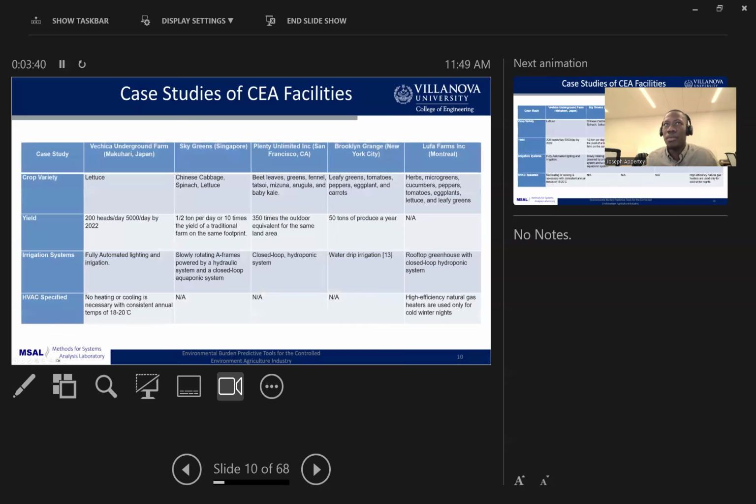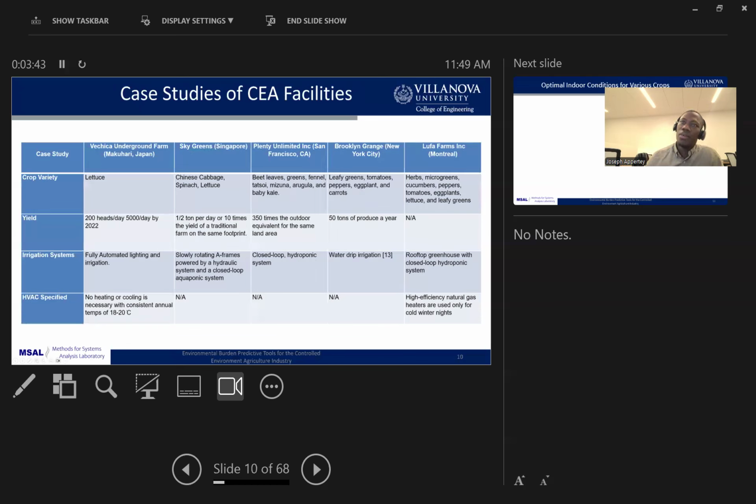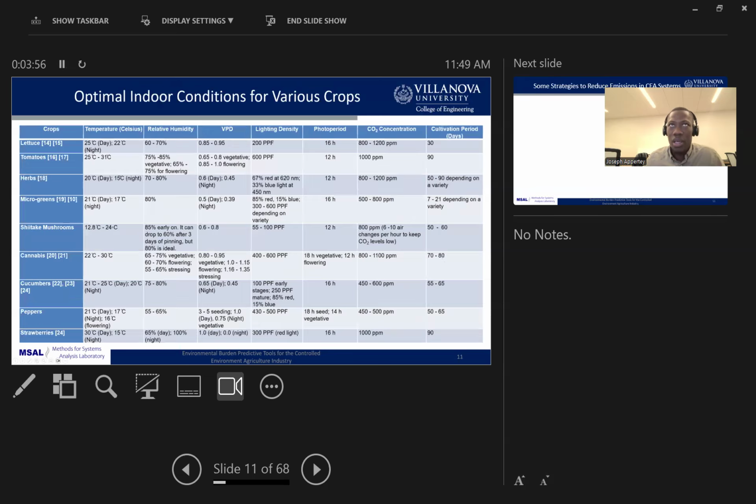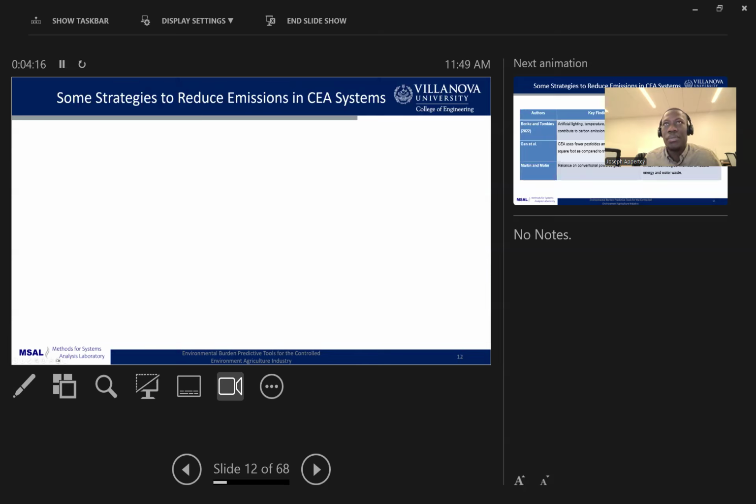So with the literature review, a case study was made for some vertical farms considering their crop types, the yield, and the irrigation system, whereby we also consider the specified HVACs that are being used. And then we have the optimal conditions necessary for plant growth in these environmental agricultural facilities. So we consider factors such as the temperature, the relative humidity, the vapor pressure density, as well as the cultivation period for the various selected crops yield.